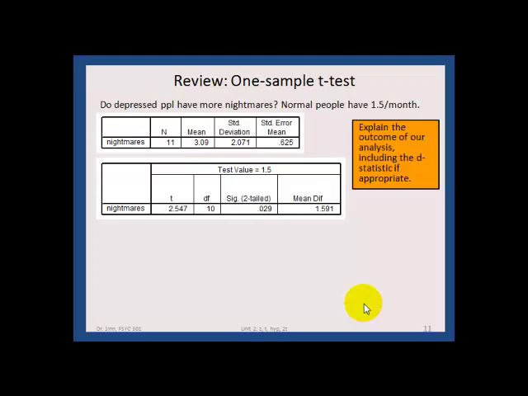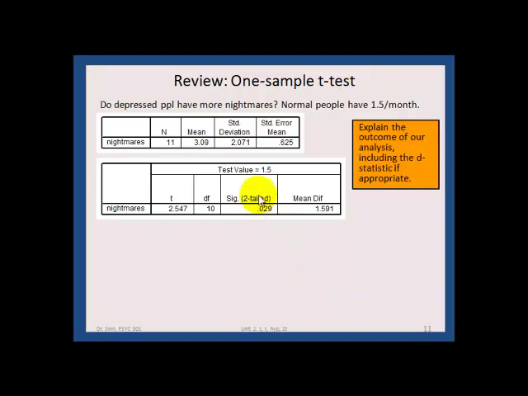Next, we'll do a review of the one sample t-test. So the question is, do depressed people have more nightmares? And let's assume normal people have 1.5 per month. So you have some output here. What you want to do is explain the outcome of the analysis and include the D statistic if appropriate. So just doing the paragraph is fine. So go ahead and hit pause, and then when you're ready, hit play again.